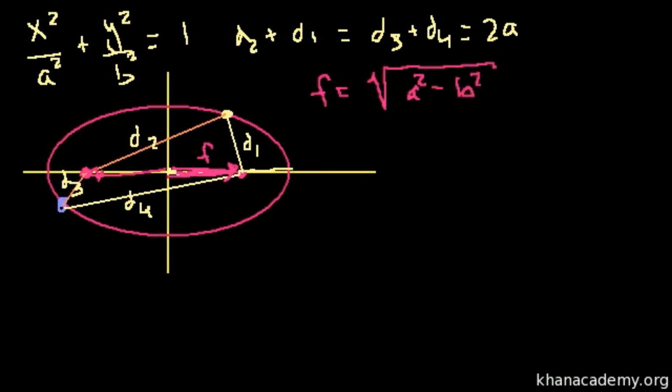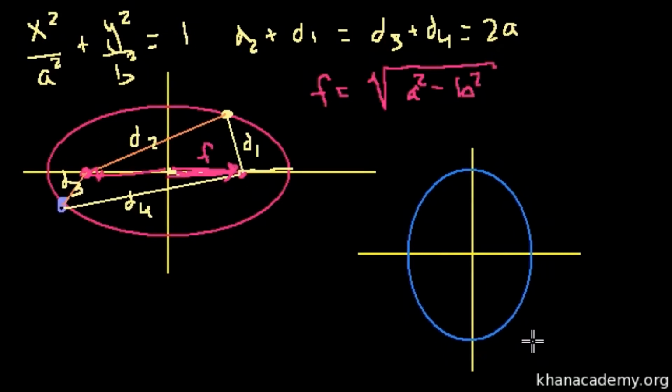If we have a vertical ellipse, and I really didn't cover it in the last video, let me just show you what it would look like. Let's say that the ellipse looks something like this. I'll use blue. Let's say the ellipse looks like that.